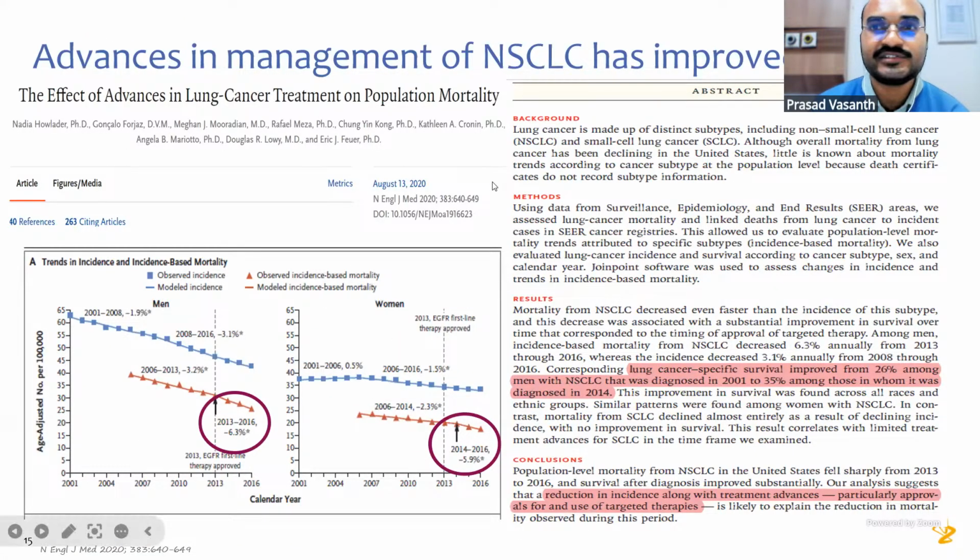So what are the advances in management? As we can see in the graph here, the trend of incidence and incidence-based mortality in both males and females has been in a declining trend after the approval of EGFR targeted therapy especially.